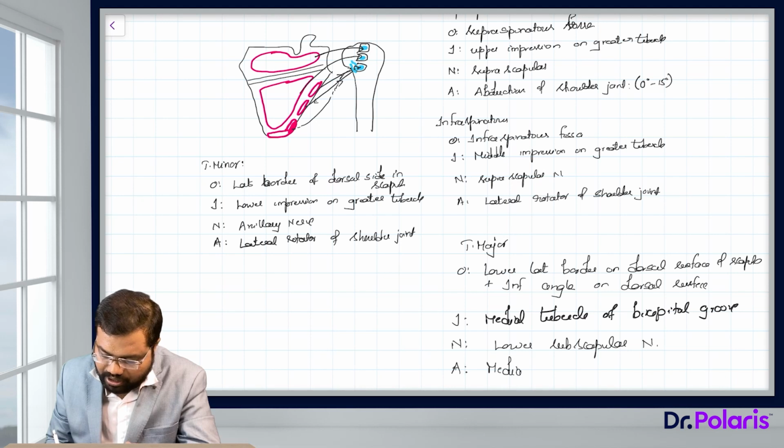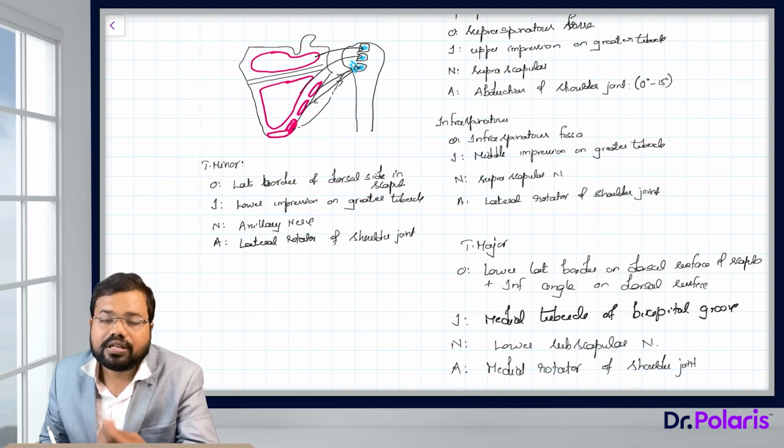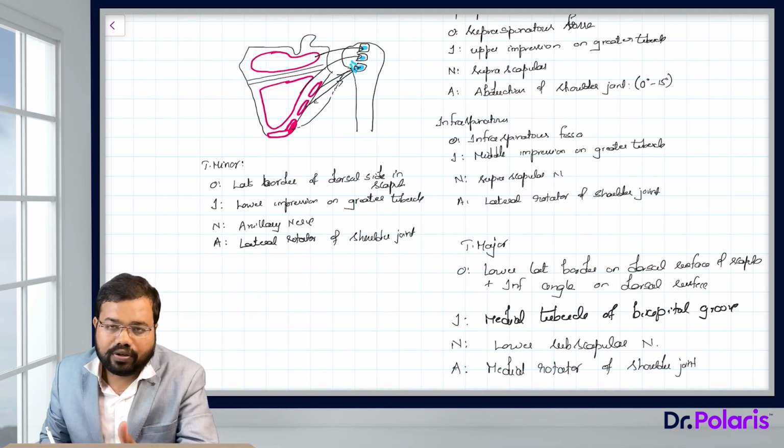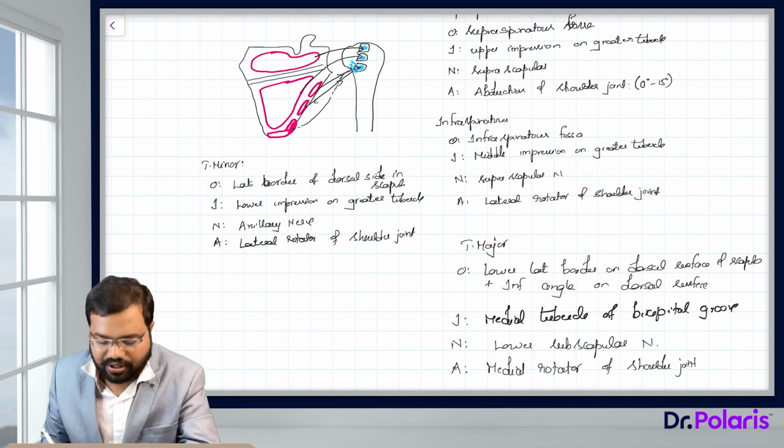It is the medial rotator of the shoulder joint. So the action of teres major is the medial rotator. Why is it a medial rotator? Because it is inserting anterior to the axis of the humerus. You have the central part of the axis of the humerus, and anterior to that axis it is inserting by crossing below the shoulder joint. So whenever it contracts, it causes the humerus to rotate on the medial side. This leads to medial rotation.